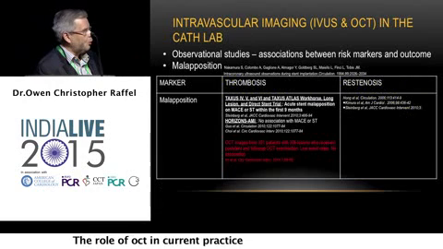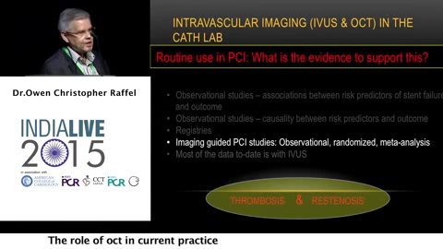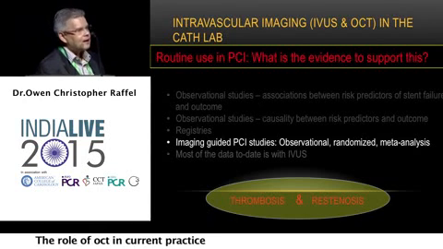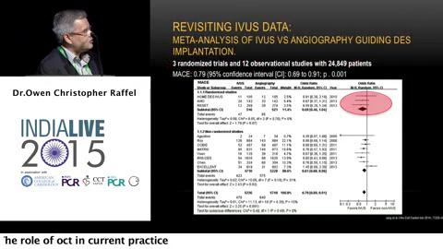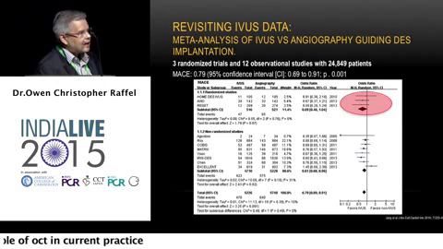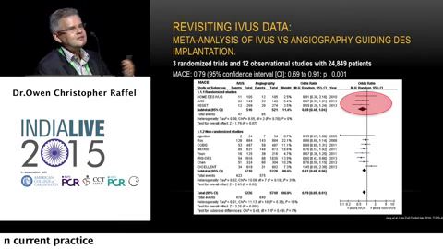But really the data we want is imaging-guided PCI studies where up front you do imaging and see if that makes a difference. And again, most of them are observational, few are randomized. And just as a summing up, I'll take you to this meta-analysis by Zhang, which suggests that in the overall population, there is a benefit in using routine intravascular imaging in the context of PCI by reducing MACE. But if you tease out the details and just look at the 3 randomized studies, that is not significant.